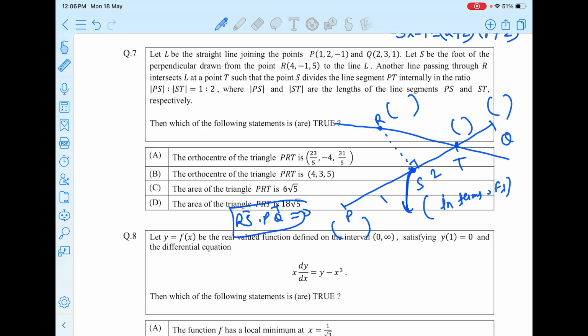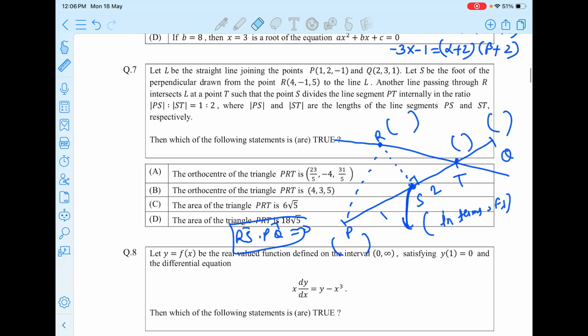So first what they are asking is the orthocenter of triangle PRT. Now all the options are very straightforward because we got all the 3 points. Orthocenter we can find. Okay, and area of the triangle is similar to our first question: if 3 points are given, with 3 points find 2 vectors, and then you can find the area of the triangle. Okay.